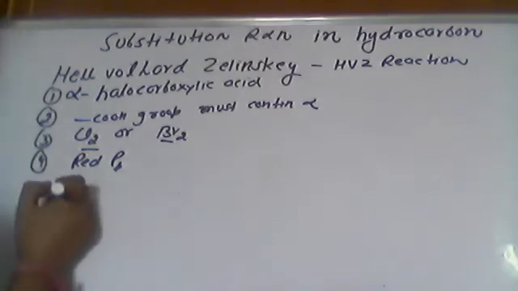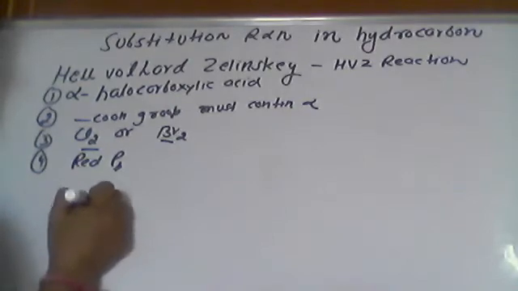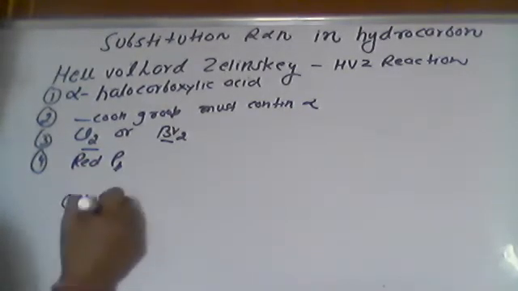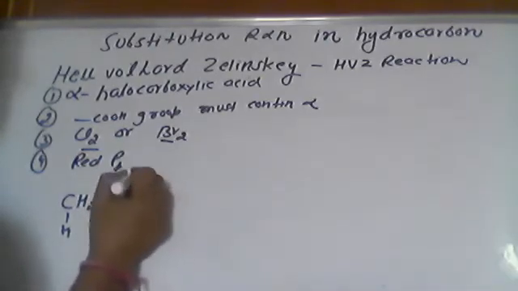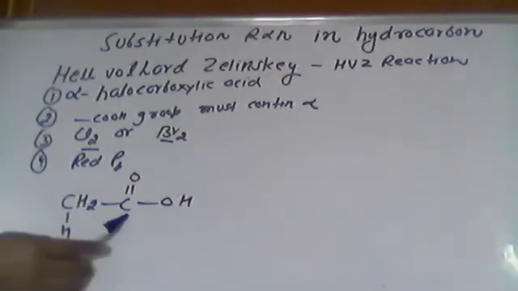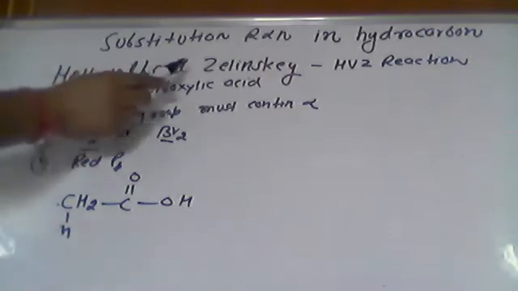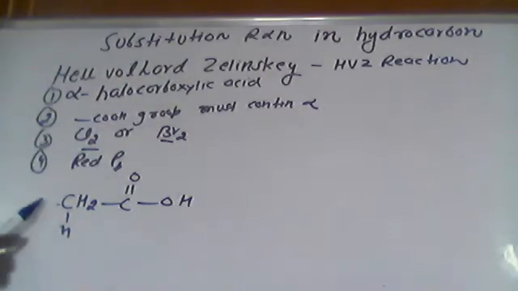Let me write down the reaction for you. I'm going to write CH2 and represent this hydrogen separately, then C double bond O and OH. It is a carboxylic acid, and the carbon next to this carbon we call the alpha carbon. Here we have the hydrogen, which we call the alpha hydrogen. So for the Hell-Volhard-Zelinsky reaction, we need an alpha hydrogen, and substitution will take place at the alpha hydrogen.